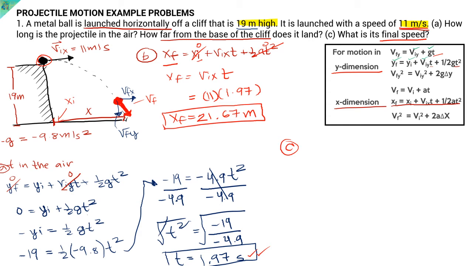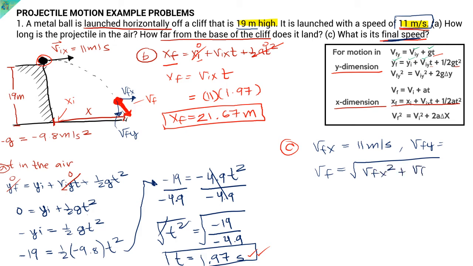Okay, so obviously we have Vfx that is 11 meters per second. So our Vfx, we don't have to search for it, that's already 11 meters per second. The question now is our Vfy. Why do we need to search for a Vfx and Vfy? Because we are searching for the resultant velocity, which means at the end, to search for the final velocity or the final speed, our formula would be the square root of Vfx squared plus Vfy squared. Okay, so let's now try to search for our Vfy.